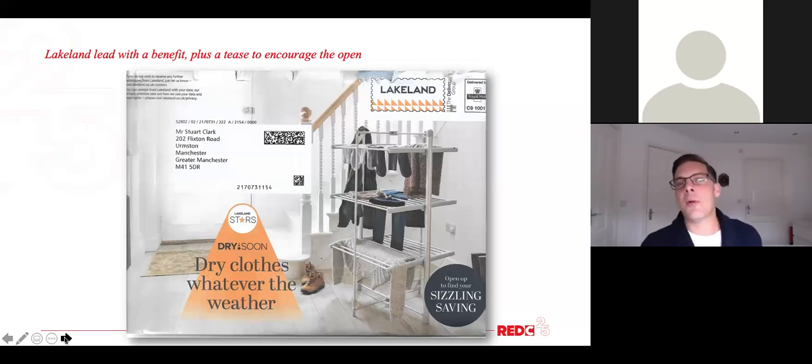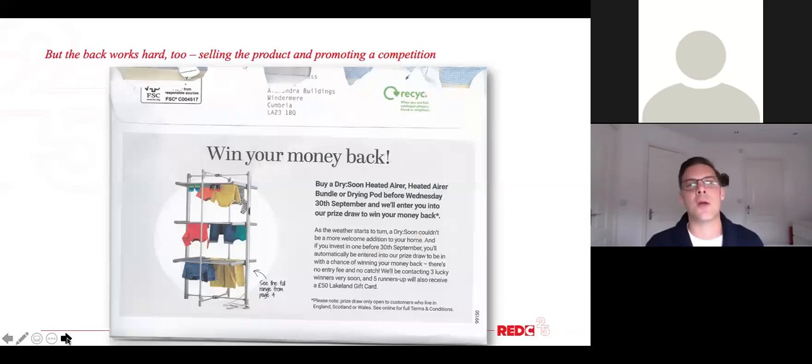Here's a couple of examples of what I've been talking about in practice. So this is a pack I got the other day from Lakeland. So dry clothes, whatever the weather. It's quite apt today. Officially the start of autumn, I think. That's the main benefit. But you notice there's a little roundel there to encourage the open, which says open up to find your sizzling saving. So it gives you a reason to look inside the envelope.